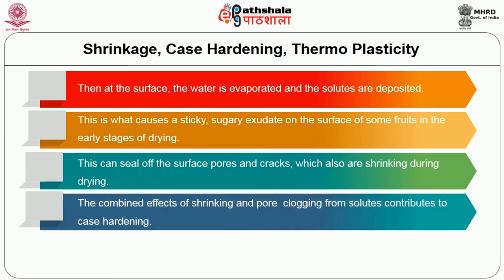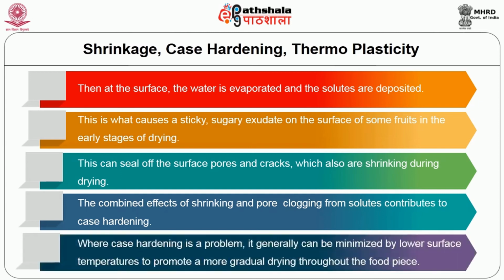This can seal off the surface pores and cracks, which also are shrinking during drying. The combined effects of shrinking and pore clogging from solutes contributes to case hardening. Where case hardening is a problem, it generally can be minimized by lower surface temperatures to promote a more gradual drying throughout the food piece.